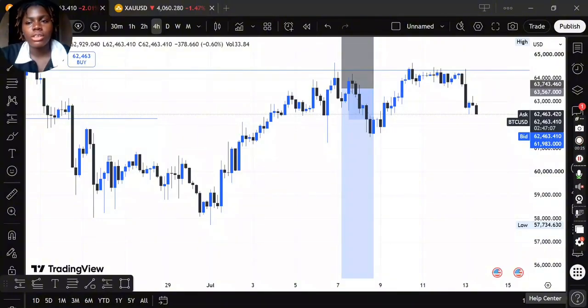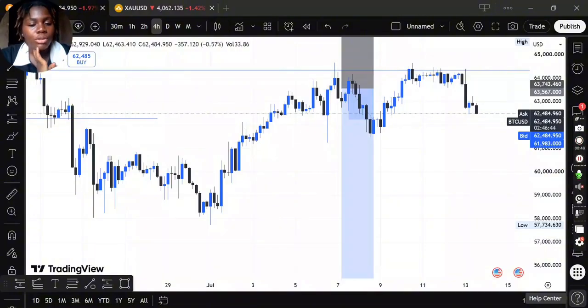So firstly, market structure tells a story. It tells a story between the buyers and the sellers. Every high, every higher high, every lower low, every pullback, every breakout. It tells us who's currently controlling the market. So instead of memorizing patterns, you learn to read the story price is trying to tell us.